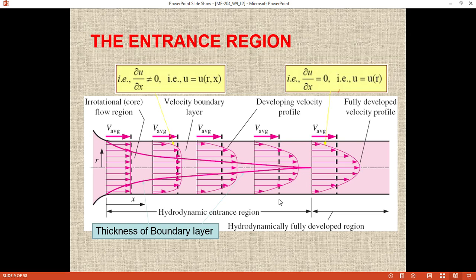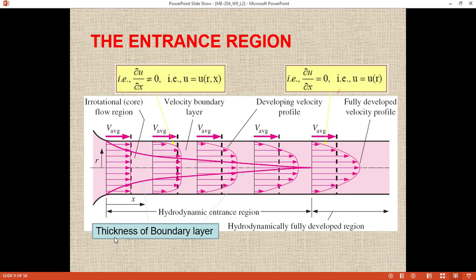Up to the hydrodynamic entrance region, or developing region, the velocity is a function of r and x, and at that point the change in velocity with respect to x is not equal to 0. But as soon as you reach the fully developed region, the change in velocity with respect to x becomes 0, and velocity is only a function of radius.